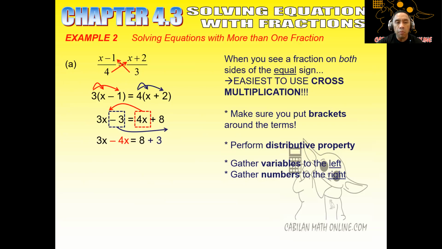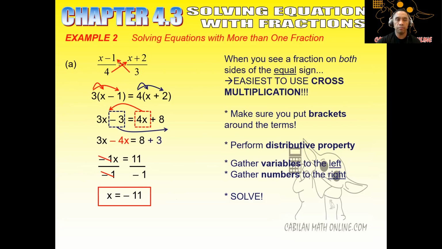And from here, what we wind up getting here is 3x minus 4x, which is -1x, and an 8 plus 3, which is 11. Now, in the final step here, remember that what we want to do here is to solve for x, so we're not quite done yet. So for the grand finale here, we're going to now divide both sides here by -1. And that's going to give us a final answer here of -11.